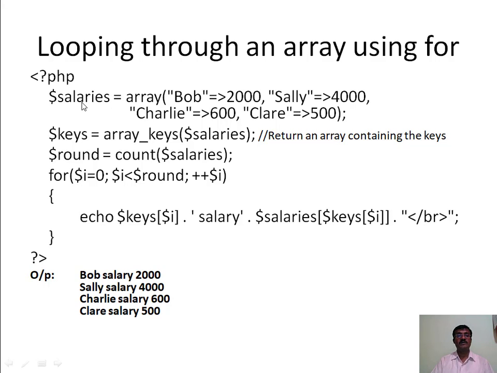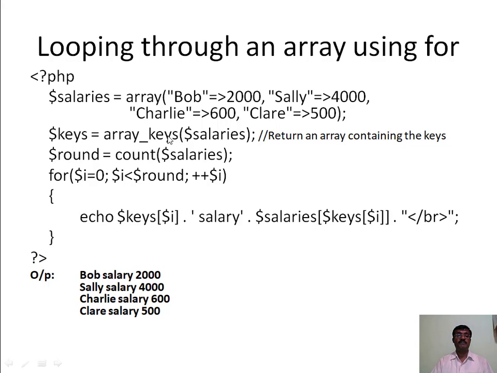salaries. So this salaries associative array has got 4 key value pairs, that is Bob, whose value is 2000, and Sally is a key whose value is 4000, Charlie is a key whose value is 600, Clara is a key whose value is 500. So in this way I have created an associative array by name salaries.